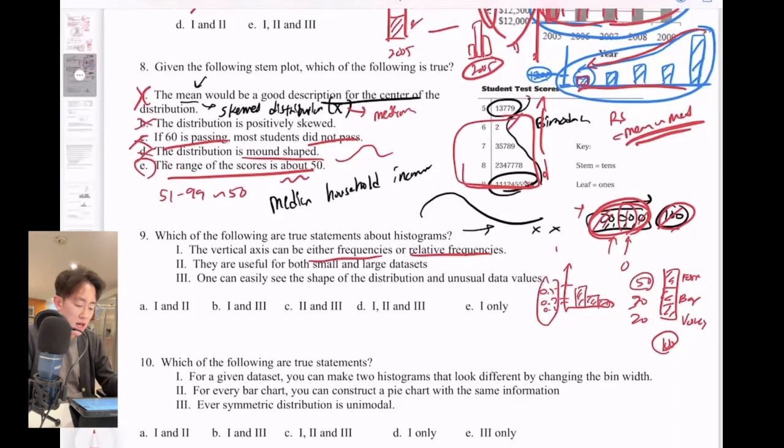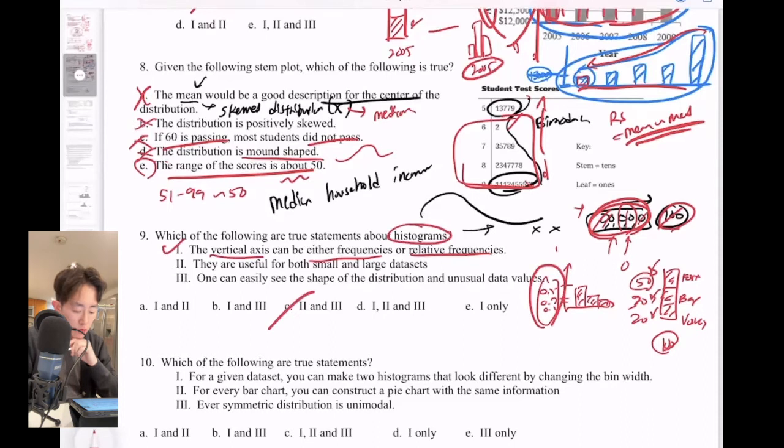But at the end of the day, for the vertical axis of histograms, as long as they account for the counts of each of these, for example, 50, 30, and 20, in what we call relative frequencies, this will pass, and so 1 is definitely going to be true. I'm going to eliminate C because of that reason.